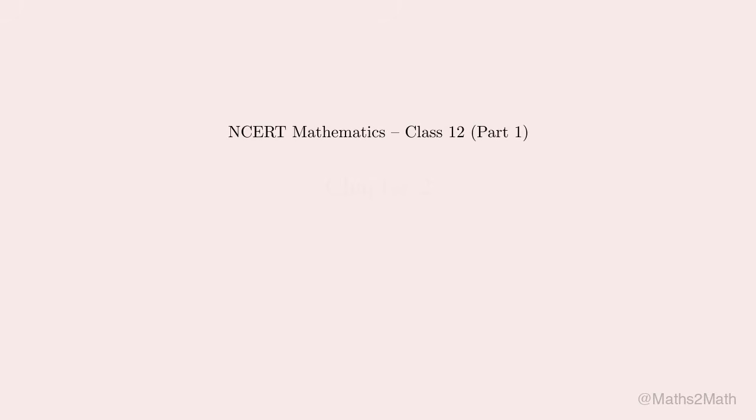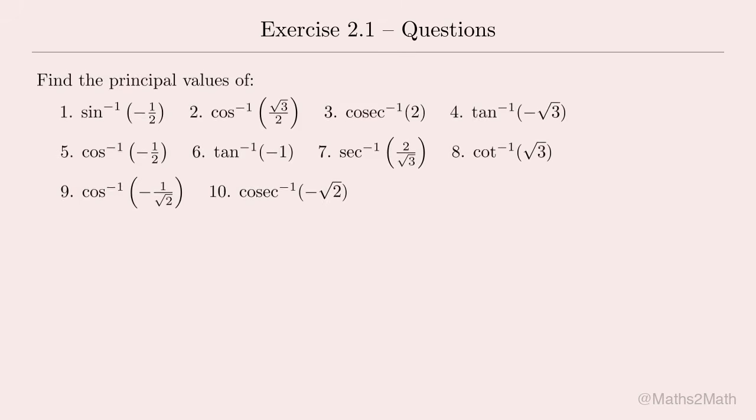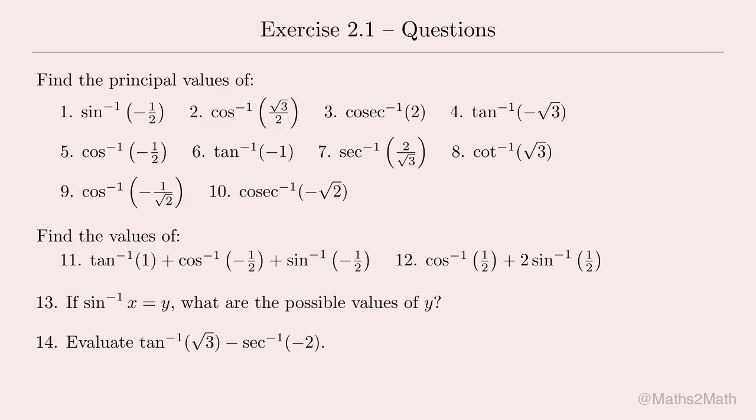In this video, we are solving every question of exercise 2.1 of Chapter 2, Inverse Trigonometric Functions, from the NCERT Mathematics textbook for Class 12, Part 1. Exercise 2.1 has 14 questions, 10 principal values to find, 2 expressions to evaluate, and 2 questions about ranges. The key to all of them is knowing each inverse function's principal branch. Here are the questions. Let's start with the first.